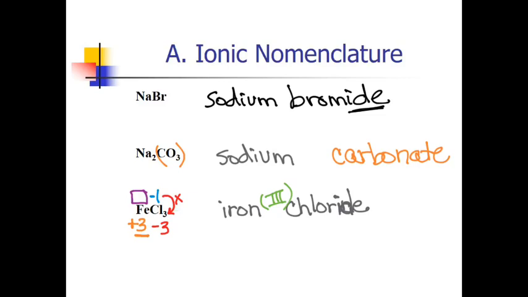This should be step 5. Step 5. I want you to divide the number below the metal by the metal subscript. Right now, our metal iron has no subscript. It's understood 1. So what is 3 divided by 1? It is 3. Ding, ding, ding. That is our answer. Iron, Roman numeral 3, chloride.